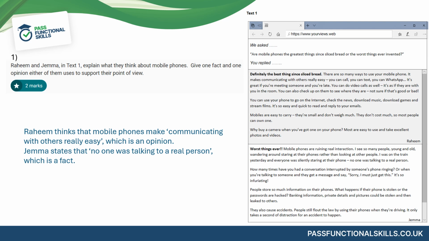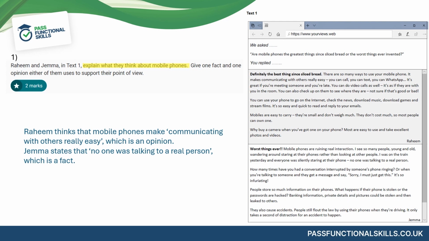Question 1. Raheem and Gemma in text 1 explain what they think about mobile phones. Give one fact and one opinion either of them uses to support their point of view. Okay, so this is actually just a fact and opinion question with a bit of extra context. What a lot of students do for this question is they get bogged down with the part where it says explain what they think about mobile phones, and they think they need to write a really long answer explaining what Raheem and Gemma think about mobile phones. But if we read this question carefully, it's not actually what it's asking us.